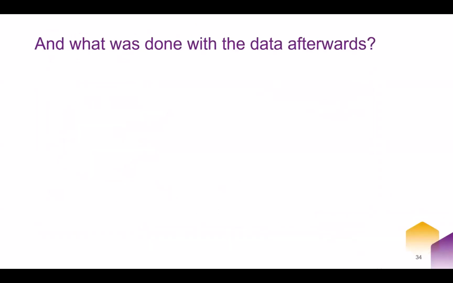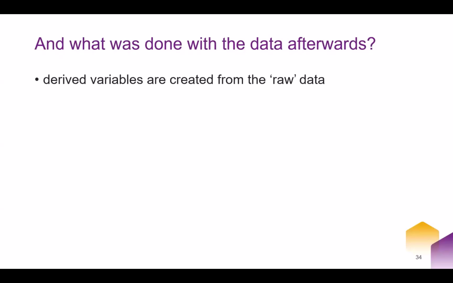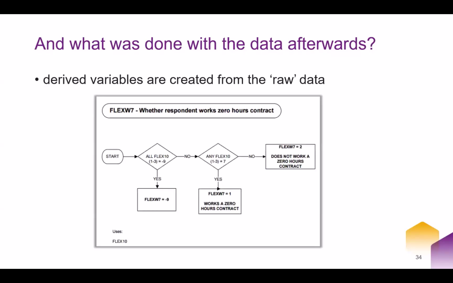You can also find information about how the data was processed after collection, and you might come across something that we call derived variables. These are variables that are created from the raw data. So here's an example. This shows the flex10 variable, which we were looking at on the last slide, and it's been used to derive a variable with the code name flexw7. So this figure shows how the variable has been derived by taking into account the responses from the original variable. So stick with me on this.